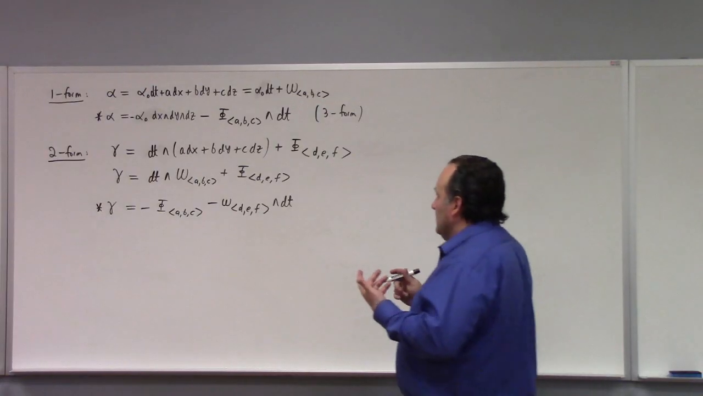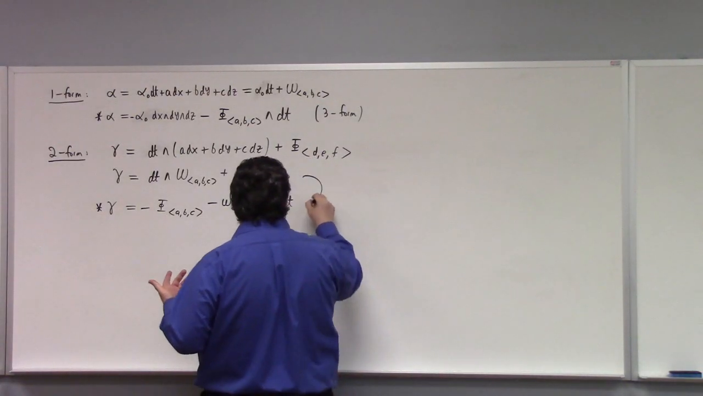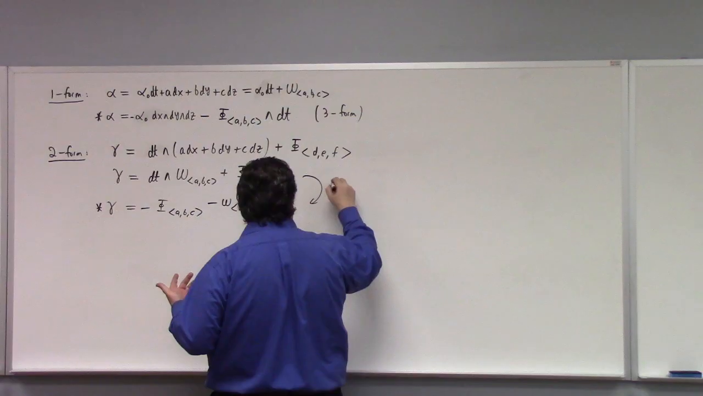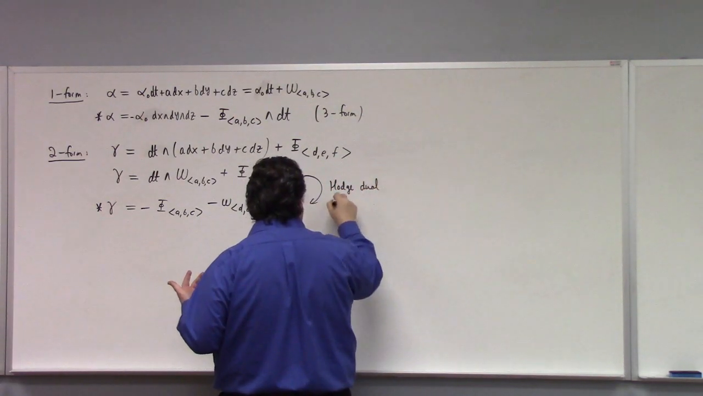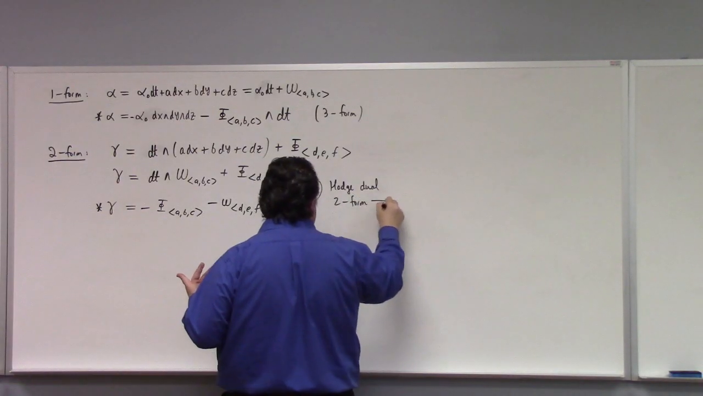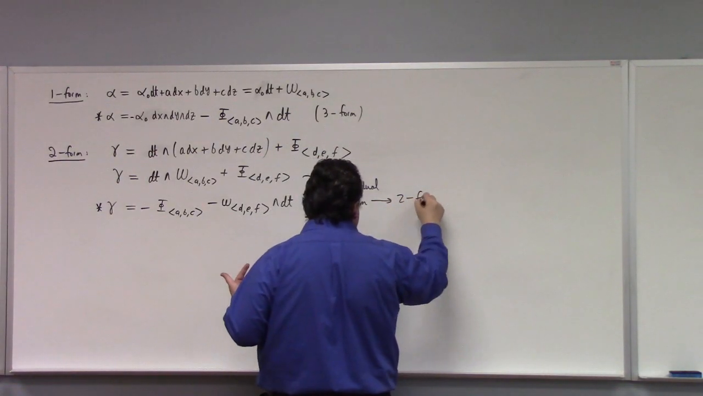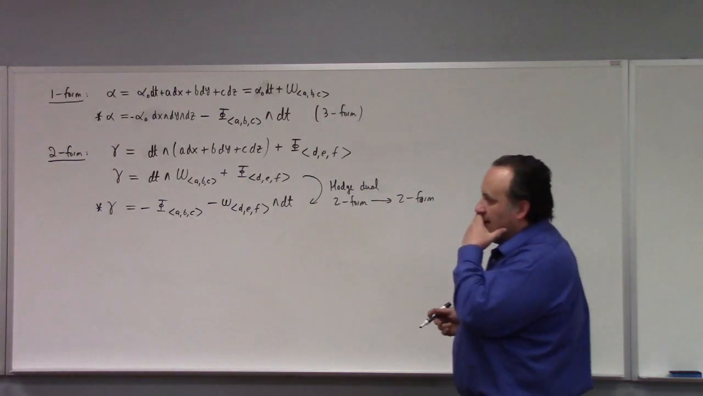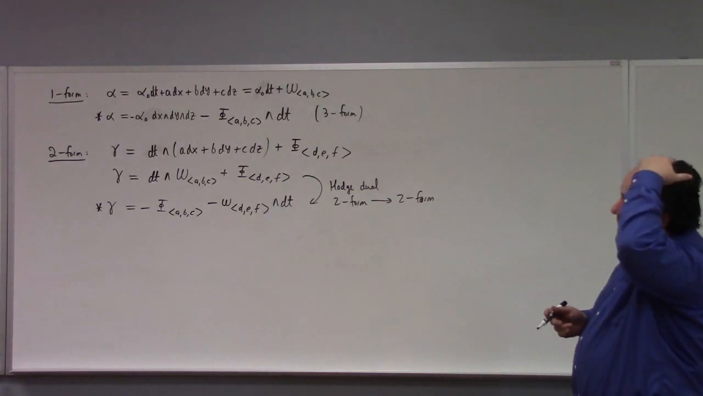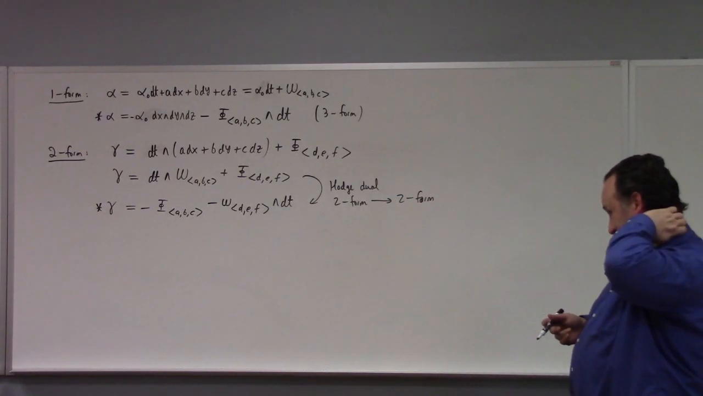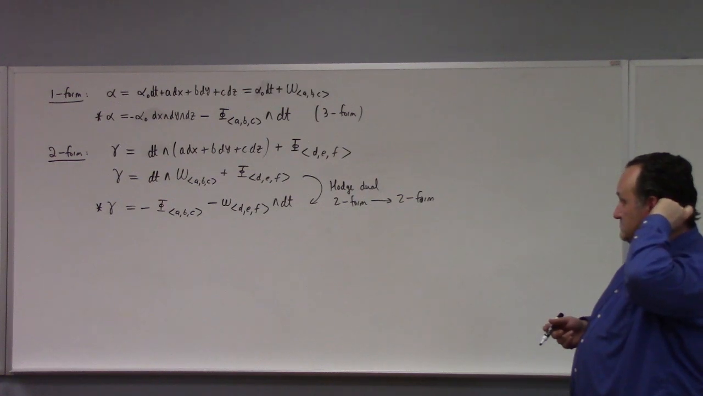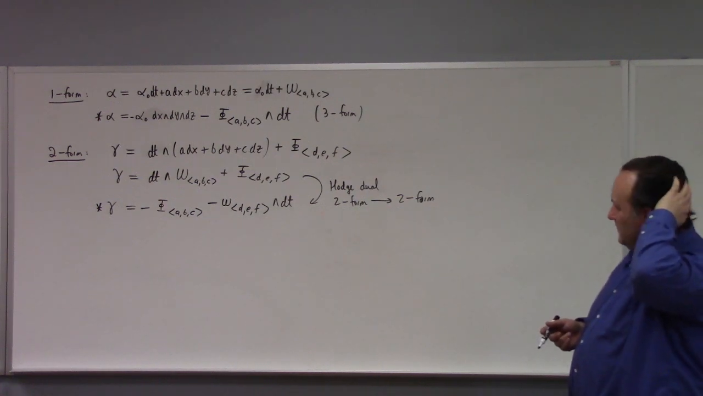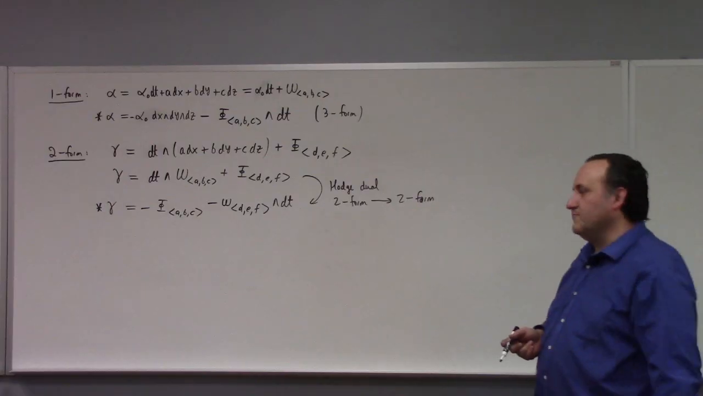So this is the Hodge dual. It takes 2-form to 2-form in 4 dimensions, right? And then, what about, well, I guess there's still the Hodge dual of the 1-form and the 4-form, but let's skip those.